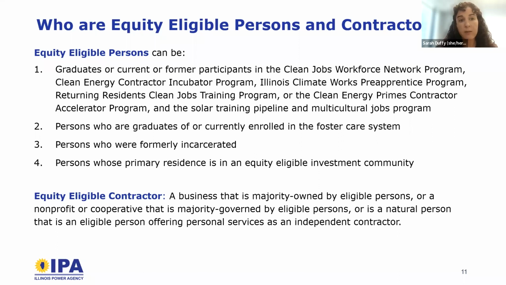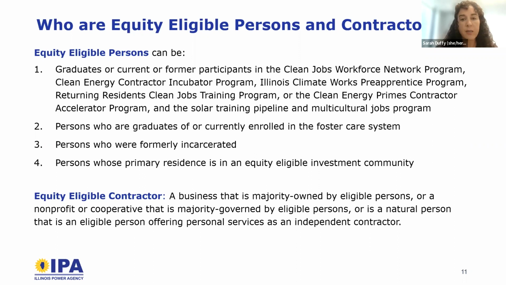Additionally, there are 3 other ways that someone may qualify as an equity eligible person: if they are a graduate of or currently enrolled in the foster care system, if they were formerly incarcerated, or if they are a resident of an equity eligible investment community. An equity eligible investment community is also defined in the statute, and we will have a way to look up addresses in the eventual fully launched energy workforce equity database that Sharon mentioned.